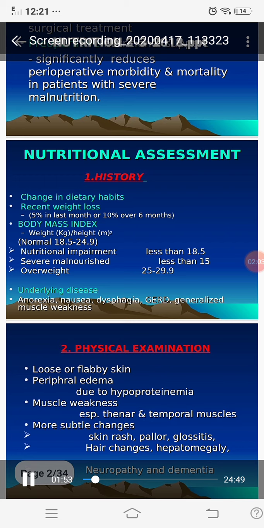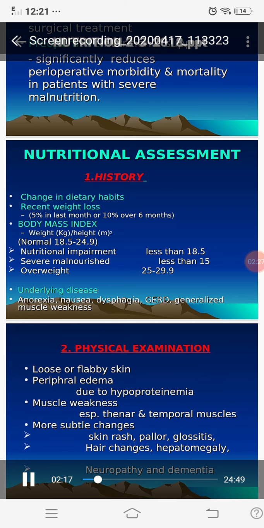Like other diseases, history is very important. And what are the basic points of the history? First of all, check for change in dietary habits. Is the patient taking a good oral diet? Check if the patient is having weight loss. 5% weight loss in the last month and 10% over 6 months is very significant.